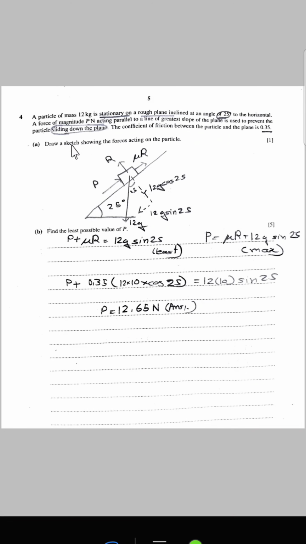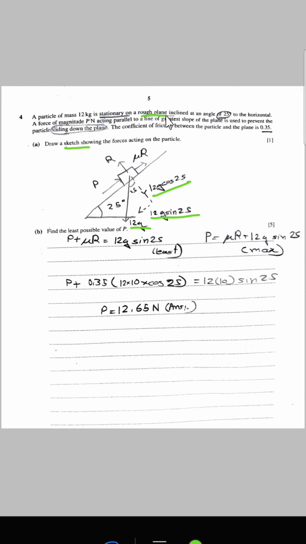Number 4. Draw a sketch showing the forces acting on the particle. So for the particle of mass 12 kg, the weight is acting vertically downwards, that is 12g, and its horizontal component is 12g sin 25, and the vertical component is 12g cos 25.